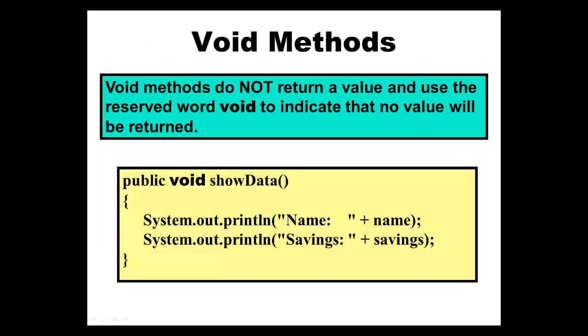Now, if you recall, void methods do not return a value, and they use the reserved word void to indicate that no value will be returned. If we look at this function, showData, we don't return any data at all. We only show it. It's just output to the screen, a System.out.println command, for both the name and the savings, which we would assume to be attributes or class variables that have already been defined.